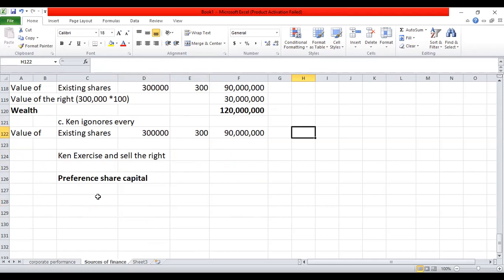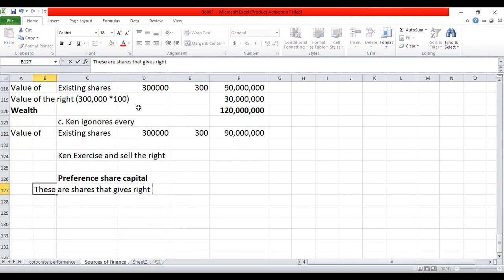So let's look at these ones. These are shares that give right to dividends. These are not part of the owners, like ordinary share capital, preference shareholders are not part of the owners.